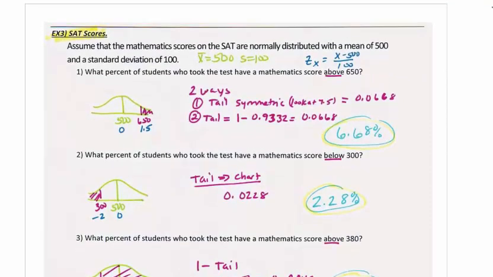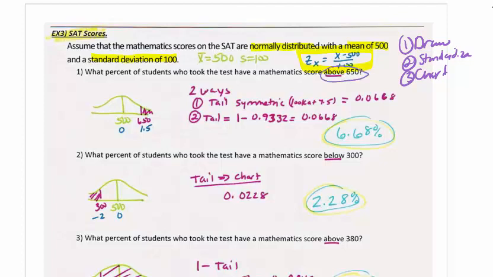So example 3, we're looking at SAT scores. It's normally distributed. The mean is 500. Standard deviation is 100. So this is my standardization for this whole problem: X minus 500, all divided by 100. Remember, draw, standardize, which is your z-score, and then use the chart. So on number 1, we want above 650.